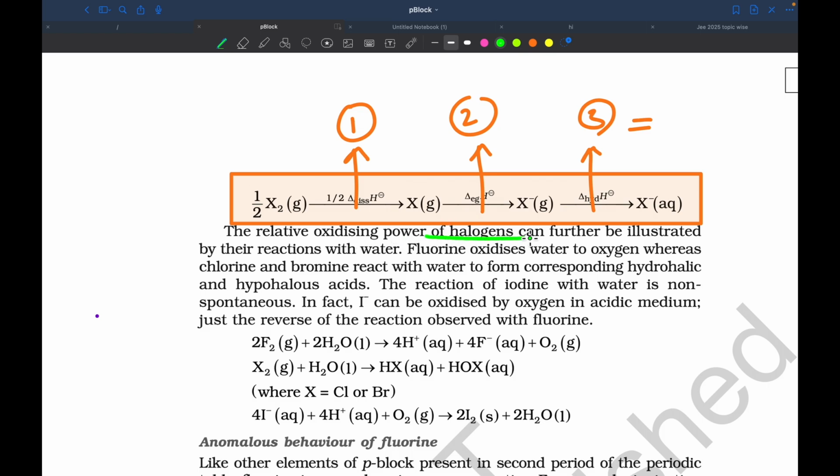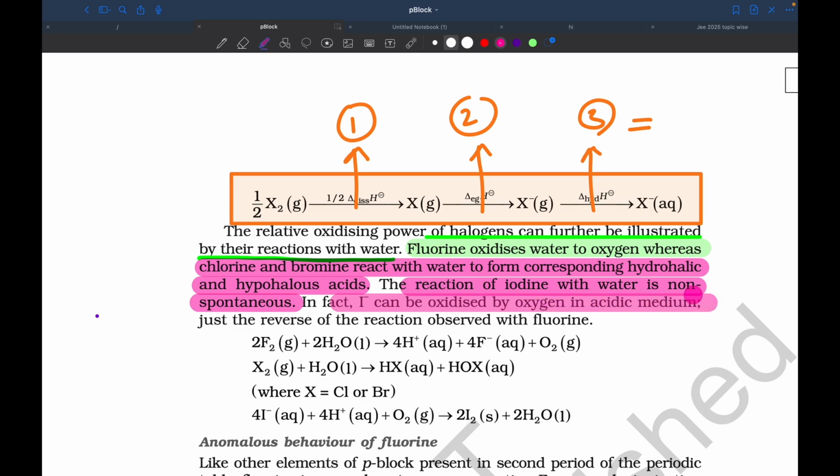Relative oxidizing power of halogens can further be illustrated by their reaction with water. Fluorine oxidizes water to oxygen, whereas chlorine and bromine react with water to form the corresponding hydrohalic and hypohalous acids. The reaction of iodine with water is non-spontaneous. In fact, I- can be oxidized by oxygen in acidic medium. Just the reverse of the reaction is observed with fluorine.